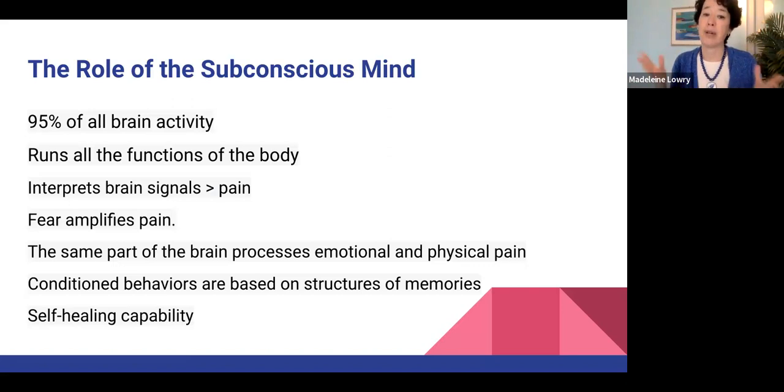But that only accounts for about 5 to 10% of all brain activity. 90 to 95% of all brain activity is subconscious. It is the subconscious mind that runs all the functions of the body and always has. It is the subconscious mind that interprets that brain signal, like that nerve impulse that I was talking about, that comes from that part of the body. It's registered by the brain. And once the brain makes an interpretation of that signal, that is when we feel pain.